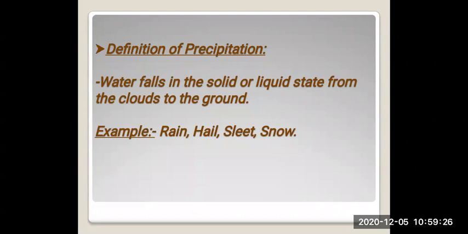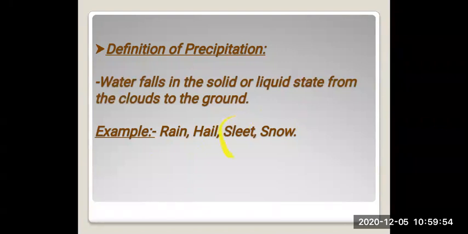So water falls in some solid or liquid state from clouds to the ground. In simple words, it is explained over here. And examples are rain, hail, sleet, snow. These are the examples of precipitation. Now here in the examples, you are familiar with the words rain, hail, and snow.